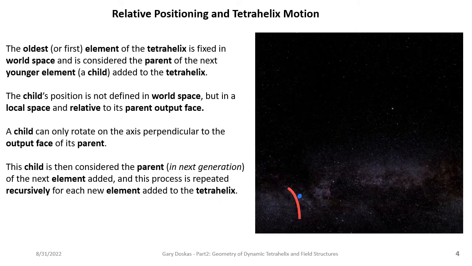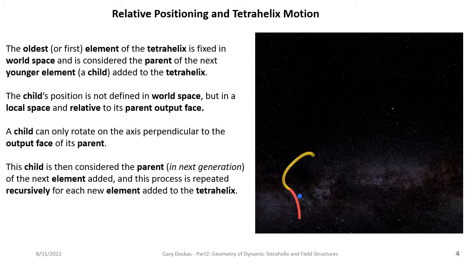Relative positioning and tetrahelix motion. The oldest, or first, element of the tetrahelix is fixed in world space and is considered the parent of the next younger element, a child, that is added to the tetrahelix. The child's position is not defined in world space, but in a local space and relative to its parent's output face. A child can only rotate on the axis perpendicular to the output face of its parent.